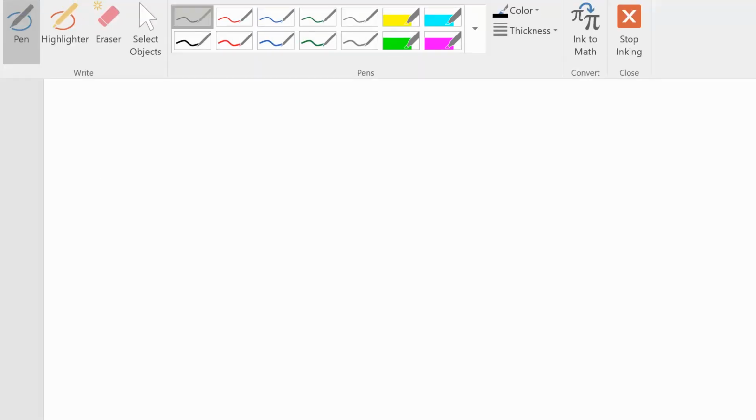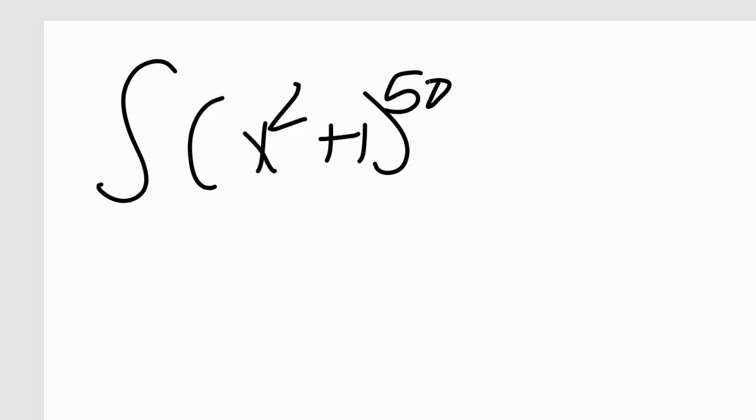So the integral of x squared plus 1 to the 50th times 2x dx. All right, this is obviously not just x to a power. So this is why our old method now does not work. Also, please notice this is back to an indefinite integral. I do not have values on the top and bottom of my integration symbol. So this is going to be plus c again.